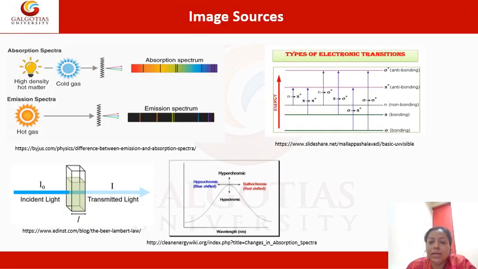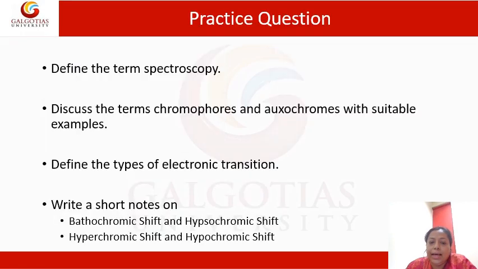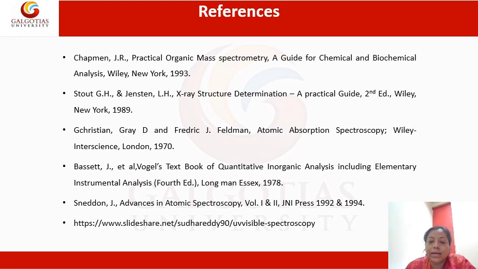So these are some of the image sources. These are the sources from which I've obtained the images. And there are a few practice questions, like discussing spectroscopy, what the basic terms like chromophores and auxochromes are, then about the shifts: what is a bathochromic shift, what is a hypsochromic shift, what is a hyperchromic shift, what is a hypochromic shift. All these are important questions related to the basics of UV spectroscopy, and these are the references which I have used for making this presentation.